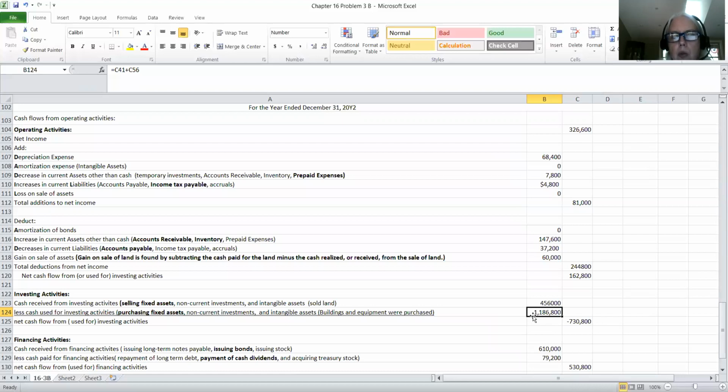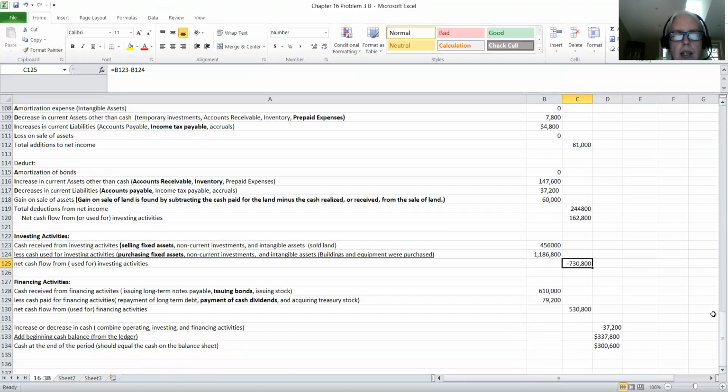The difference between what you bought in non-current assets and what you sold the non-current assets for is a negative $730,800. You combine your cash received with the cash that was paid out for investing activities, and you paid out more than you received. So this amount is a negative figure.